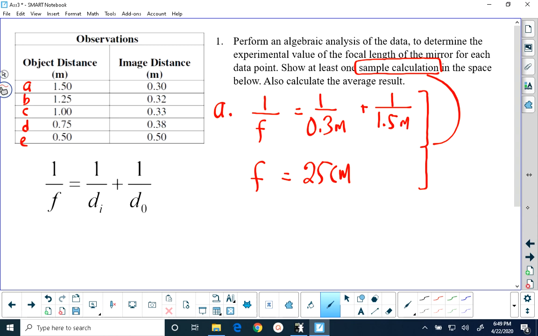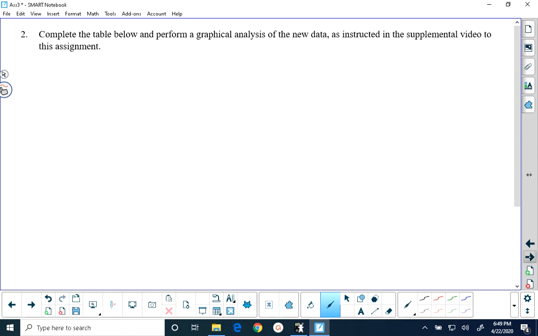And that's how you're going to do the algebraic analysis of your data in this assignment. Now, how are you going to do the graphical analysis? Number 2 says complete the table below, and we'll get to that in a second, and then perform a graphical analysis as instructed in this supplemental video, which is what we're looking at right now. So let's talk about the data first.